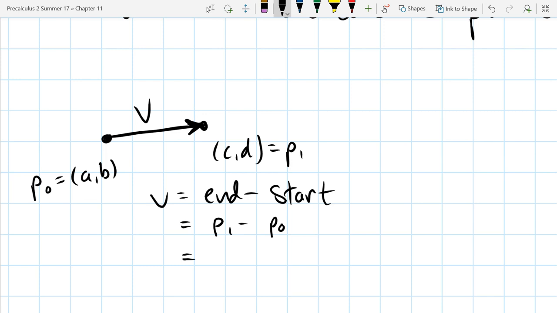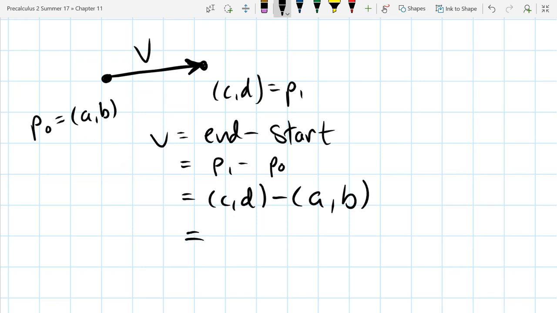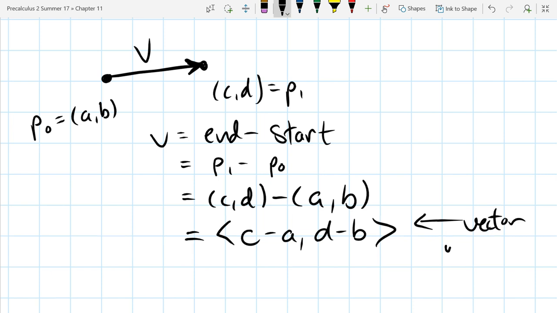and that will be P1, C comma D, minus A, B. Now, when you subtract two points, you get a vector. So we're going to change notations. So this is C minus A comma D minus B. So I intentionally changed notation here. So we got vector notation. And here we have points, which use parentheses.